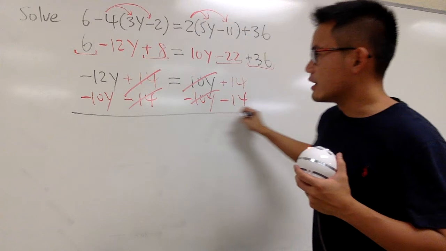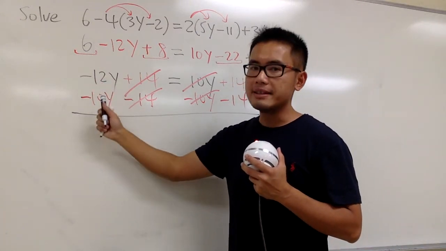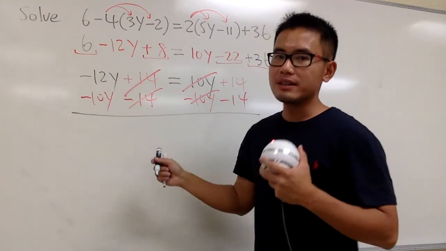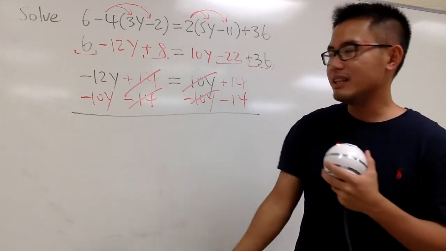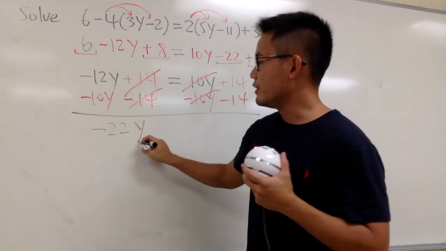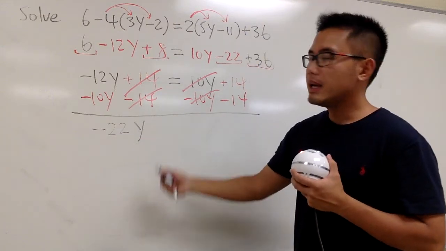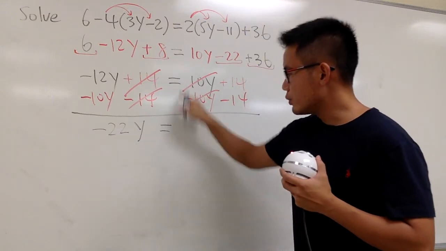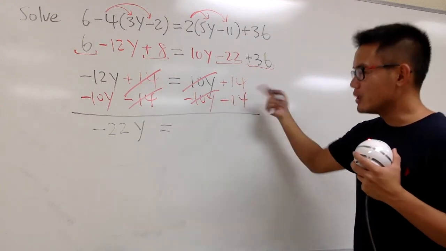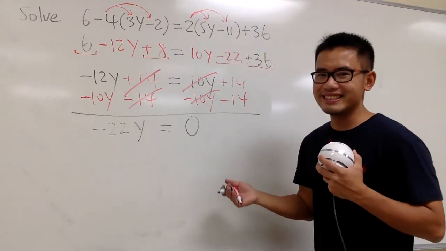And now, let's take a look. Here we have -12y minus 10y. Combine these coefficients, the numbers in front. -12 minus 10 is -22. And that's still the y term, so bring down the y like this, alright? -22y. And that should be equal to, we have 14 minus 14. 14 minus 14 is 0. Okay, we didn't do anything wrong. It just happened to be 0 like this.